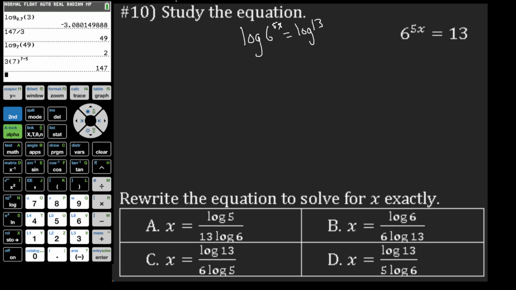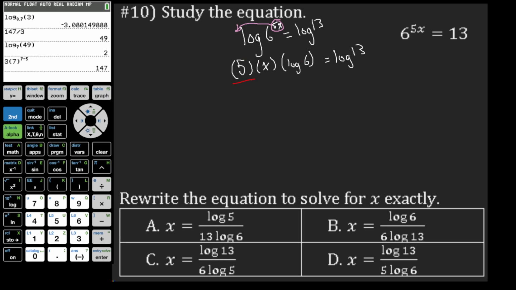Again, our exponent is moved to the front. So I have 5x, I'll write that separately. So I have 5 times x times log of 6 equals log of 13. The reason I'm writing them in different parentheses is because I know they're all multiplied together, but I want to make sure I can get this x by itself.